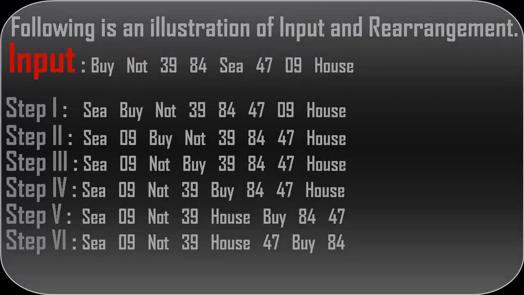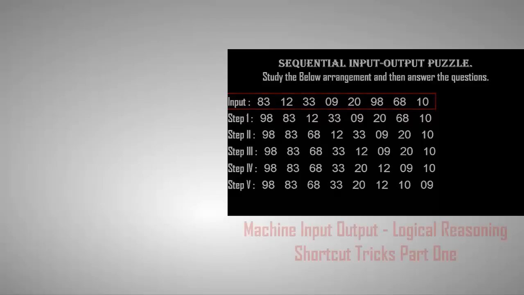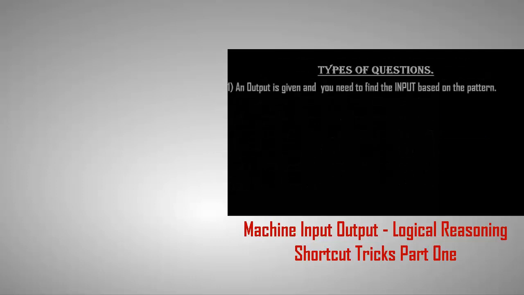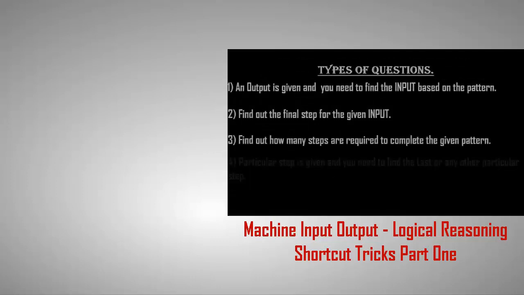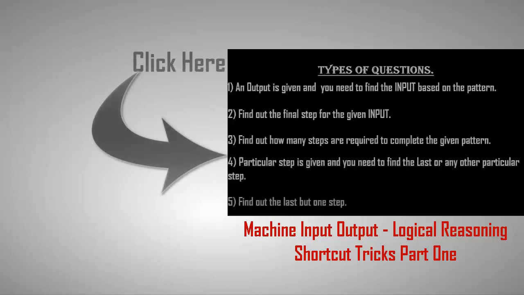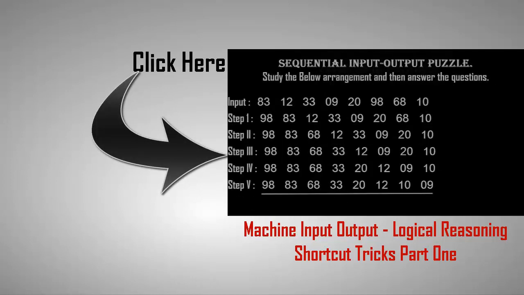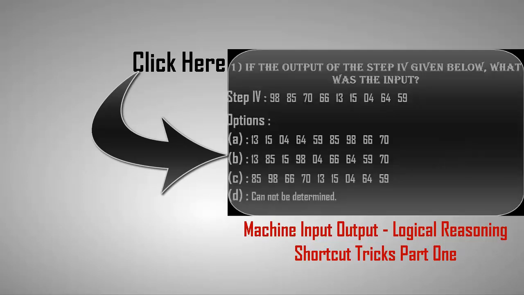Hi friends, in our last tutorial, I promised you to bring some more machine input-output questions with some difficult questions. In the last tutorial, we have taken the example which includes only numbers. In this tutorial, we will take the examples which include numbers along with the characters. I would recommend you to watch the previous video first in order to understand some basics.